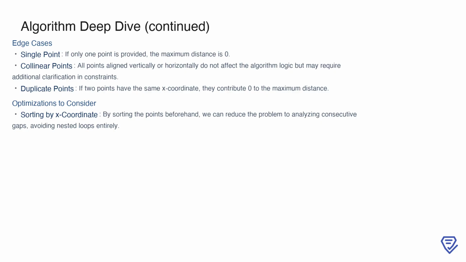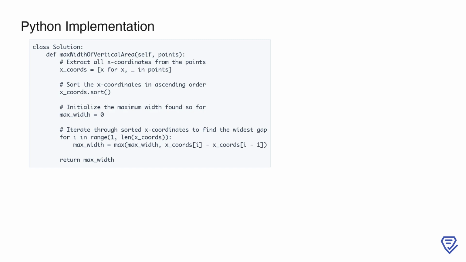Once sorted, the problem reduces to analyzing consecutive gaps in the x-coordinates, eliminating the need for nested loops and intermediate checks. This optimization drastically improves the time complexity from O(n³) to O(n log n) due to the sorting step, making it far more efficient for large inputs. This implementation solves LeetCode problem number 1637 by efficiently determining the widest vertical area between any 2 points.